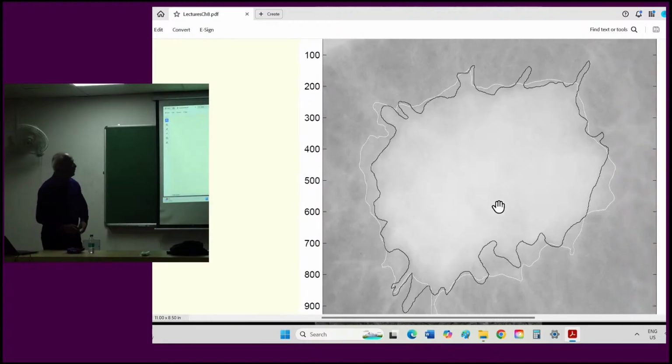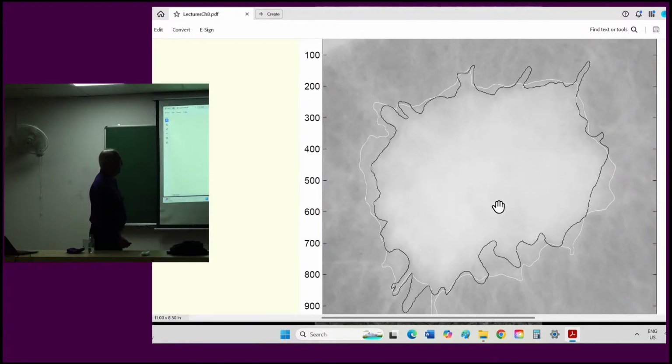The black line is the contour drawn by the radiologist, and the white line is the contour obtained by our method. That spicule was missed, so you don't get everything.